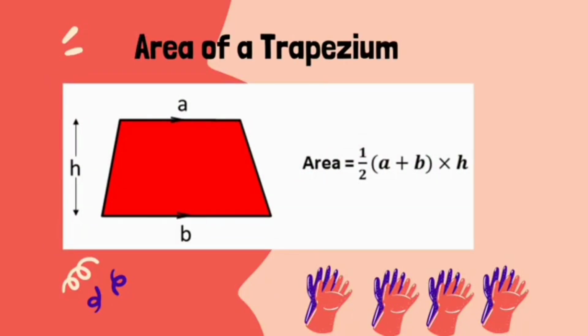Next, let's see the formula for the area of a trapezium. The area of a trapezium is half times the sum of the parallel sides a plus b times the perpendicular height.